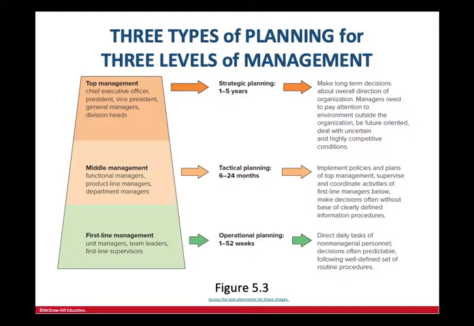The key information here is to show how different levels of management use plans and the time frames of those plans. So in summary, top management, your CEO, your vice president, is engaged in strategic planning. Your middle management, your department managers, your functional managers are engaged in tactical planning, and then your frontline managers, your supervisors, your team leaders, your unit managers are engaged in operational planning.